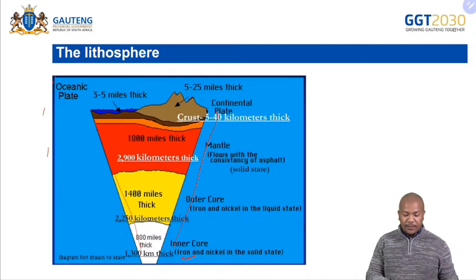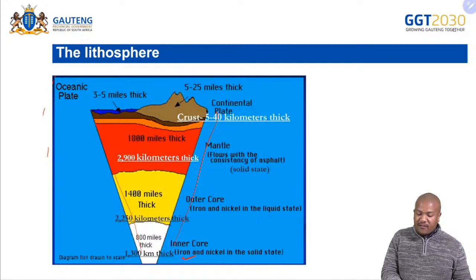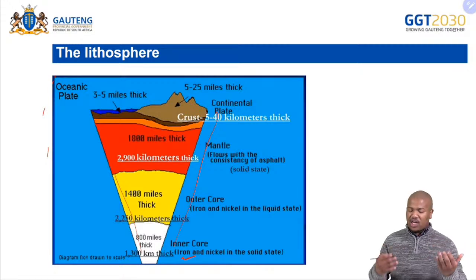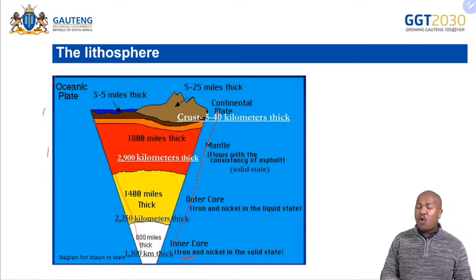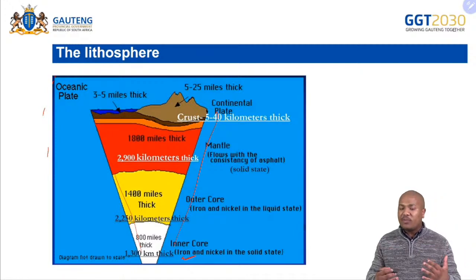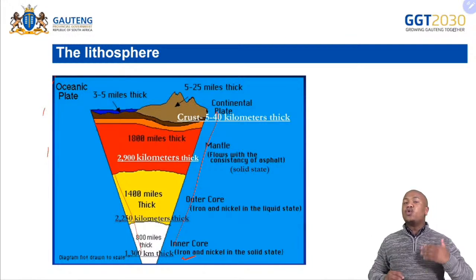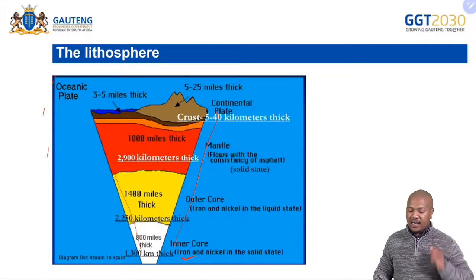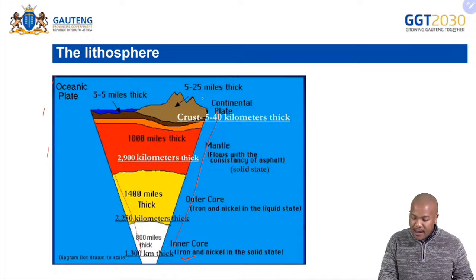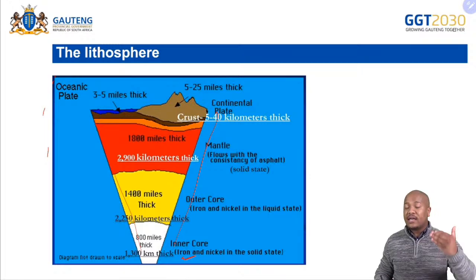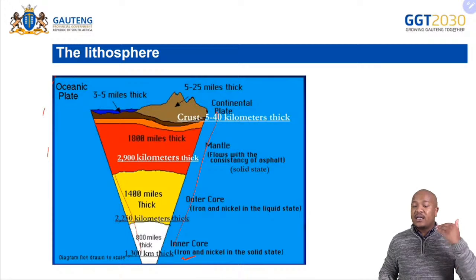And it is about what? 2,250 kilometers thick. That is the outer core. Whereas the inner core is about 1,300 kilometers thick. Then the mantle, as we have said, is 2,900 kilometers thick. Then the crust is about 5 to 40 or to 100 kilometers thick.